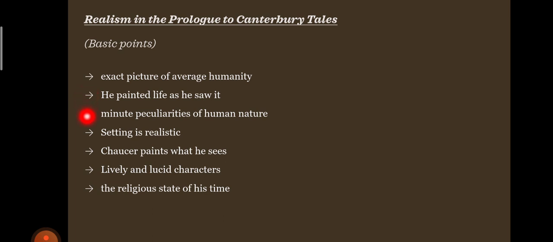The third point is he describes and presents the minute peculiarities of human nature. As we know, Chaucer was a man of his world and he mixed with all types of men and women, so it was easy for him to describe the peculiarities of human nature. In doing so, he not only describes aspects of his age, but also the people with all the details of their appearance, sex, profession, conduct, attire, age, education, cultures, and language.